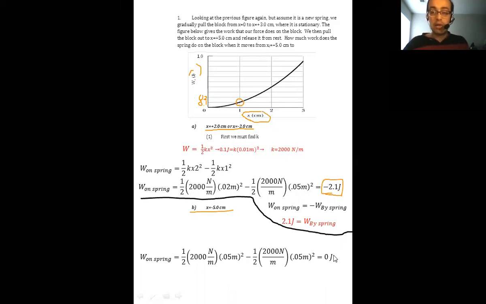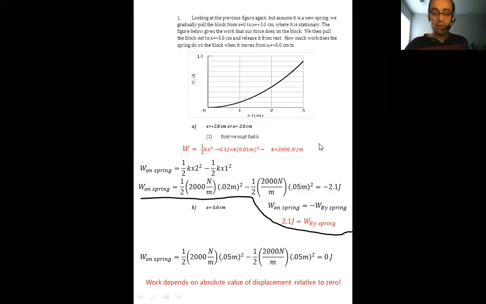So this is an important insight that we have into the behavior of springs. If you have a particular displacement from that relaxed position, if you start over here and you move it over here, so you go from it being compressed a particular distance to it being extended a particular distance, then the amount of work done is 0. You have to kind of consider the absolute value of the displacement, if you will, from that 0 position when you're trying to determine work. So again, very important insight, and keep that in your back pocket. Work depends on absolute value of displacement relative to 0.